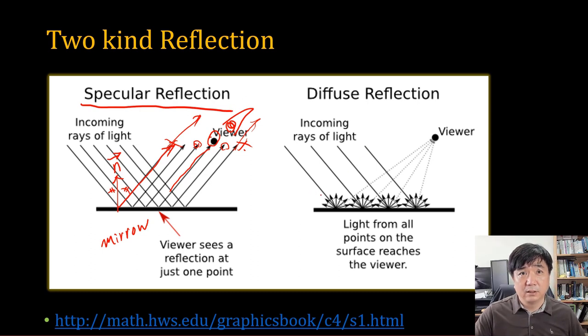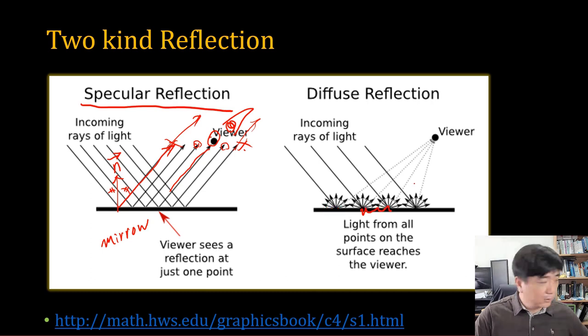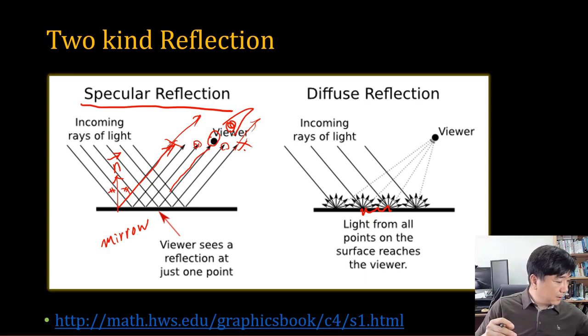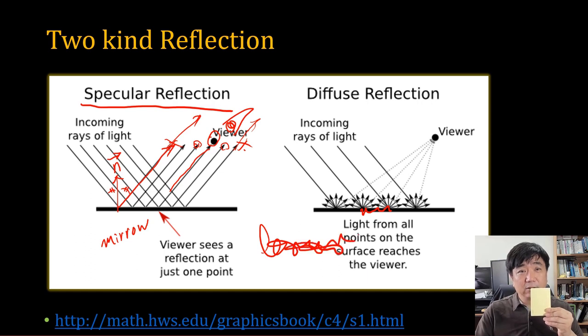Specular reflection. But in the case where the surface is very rough, for example paper is a very good example. Oh, I think it is smooth? No, in microscopic view, the surface of this paper is very rough, and it looks very random.